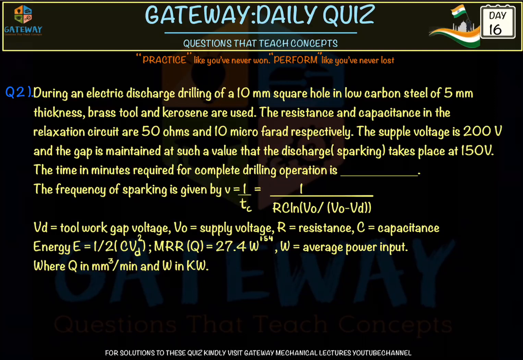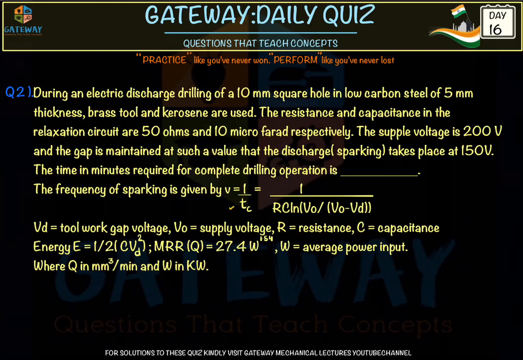And also the frequency of the sparking is given. The frequency of sparking, V is equal to 1 upon Tc. Nothing but when it will discharge, whenever the circuit gets charged to the complete threshold level, then it needs to discharge the charge. So it will discharge. So for each discharge there will be a gap between each discharge. So that is called, then we can calculate the frequency.